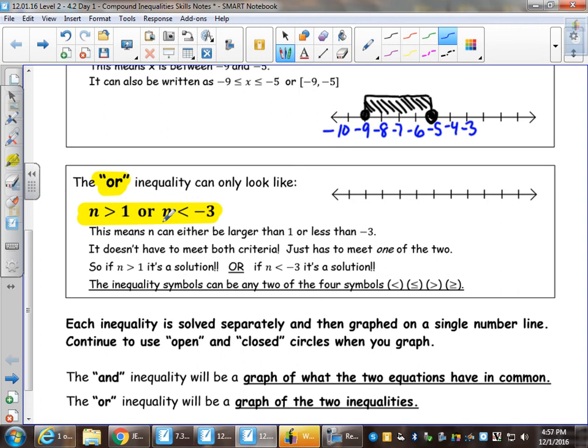So I see that I have 1 and -3. We need 1 and -3 to fit on the number line. So -3, -2, -1, 0, 1, there's 1. Maybe I just go a couple more to either side. n greater than 1, so open circle on 1, greater is to the right, or n less than -3.